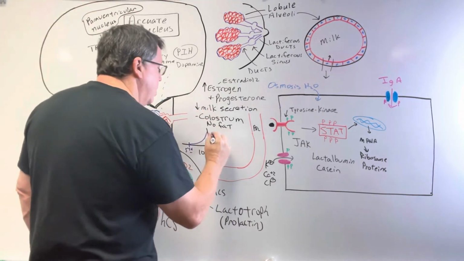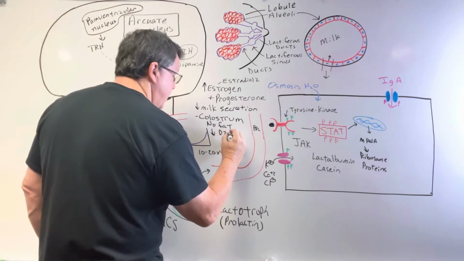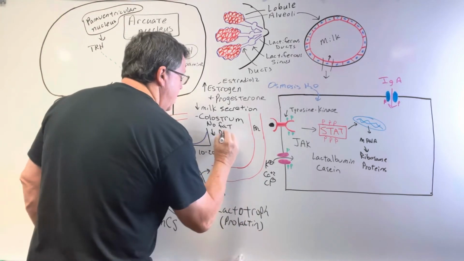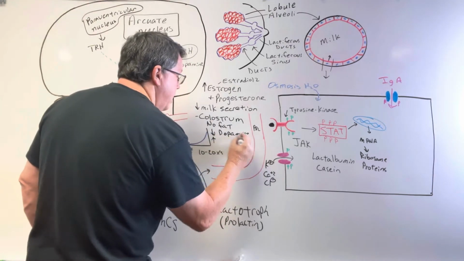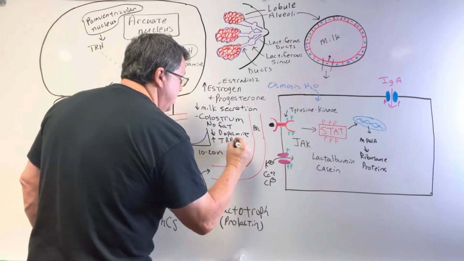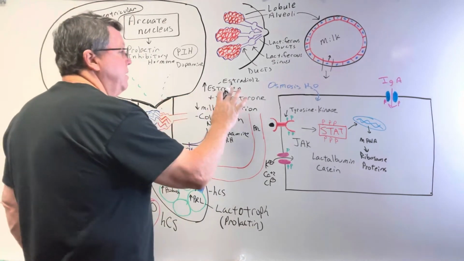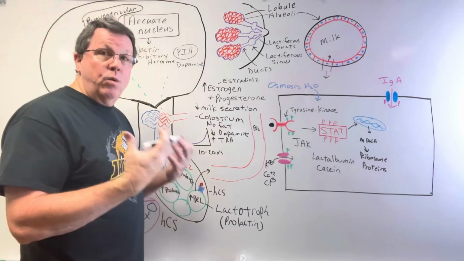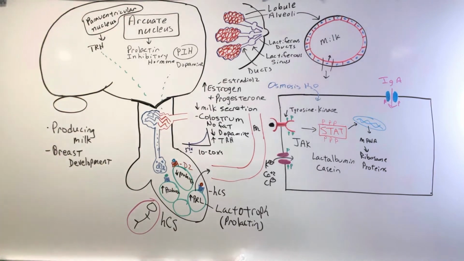All right, so this will decrease D2 sensitivity. Actually, let's just say decrease dopamine. Okay, at the same time, it's going to increase the sensitivity of the lactotrophs to thyrotropin releasing hormone, okay? So that's the role that these are going to play. And then again, estrogen and progesterone are also going to help with the breast development during pregnancy. So let's go over here and take a look at something else real quick.